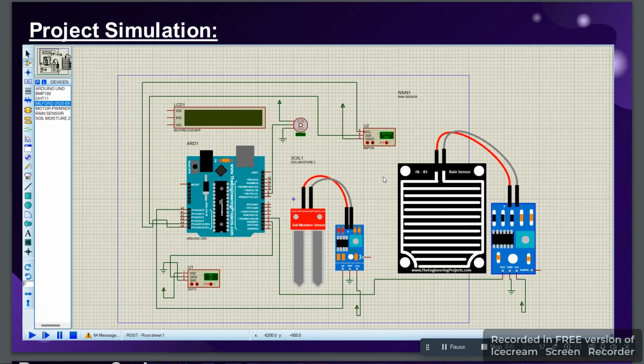Next is soil moisture sensor. This is a device used to measure the moisture content in the soil. It helps to determine the water level present in the soil, aiding the irrigation decision for plants.